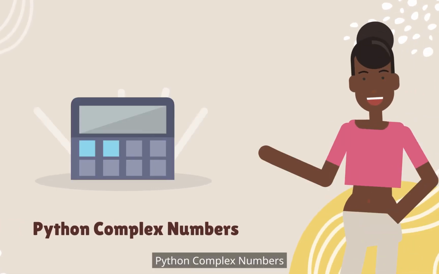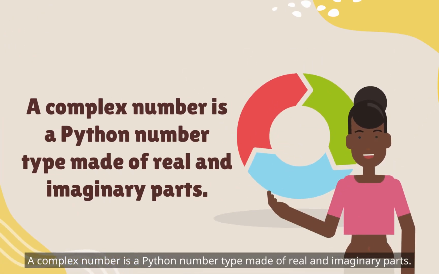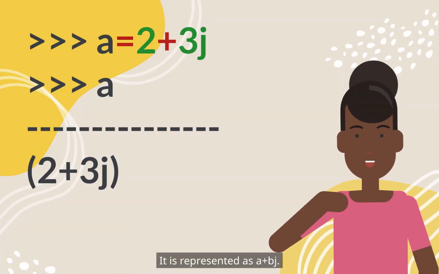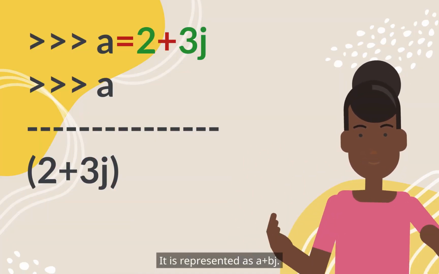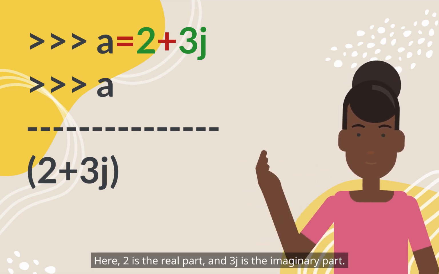Python complex numbers. A complex number is a Python number type made of real and imaginary parts. It is represented as a plus bj. Here, 2 is the real part, and 3j is the imaginary part.